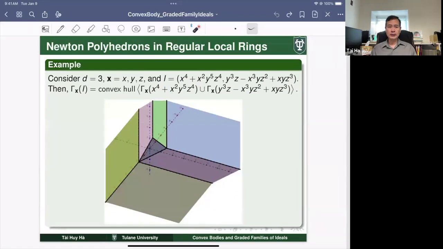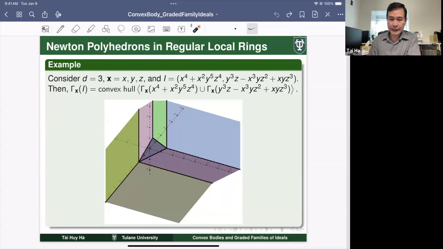So this is an example. I'm looking at the formal power series ring in 3 variables, x, y, z, and also looking at x, y, z as the obvious regular system of parameters. And this ideal has 2 generators: x to the 4th plus x squared y to the 5th z to the 4th, and then y cubed z minus x cubed y z squared plus x y z cubed.